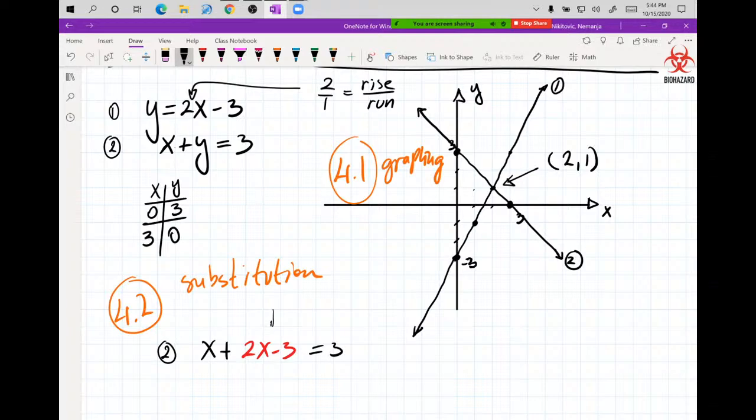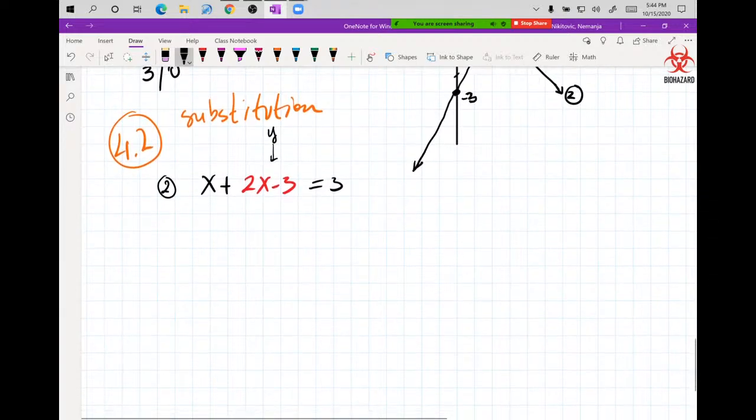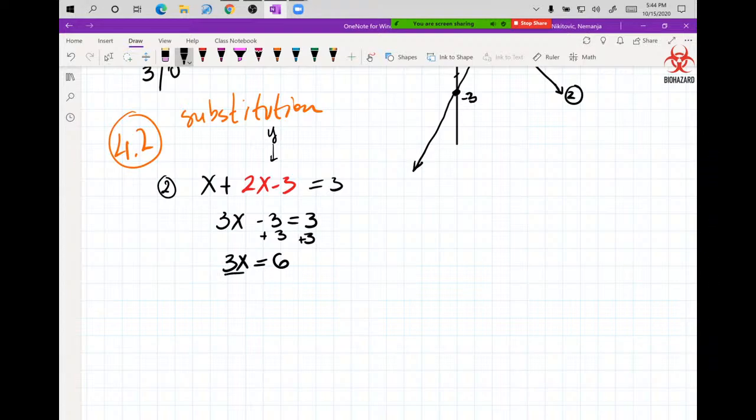This part over here is the y from equation 1. Now I add like terms. That's going to be 3x minus 3 equals 3. Add 3 to both sides. Get 3x equals 6. Divide both sides by 3 and get x equals 2.